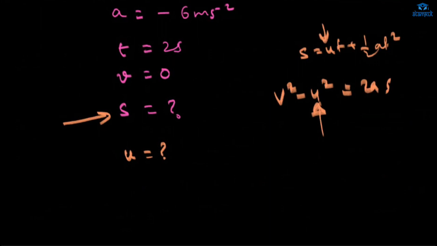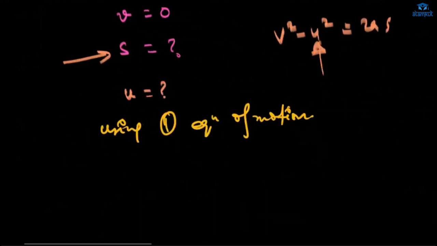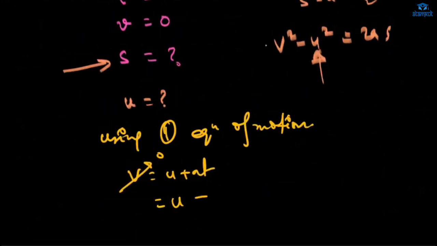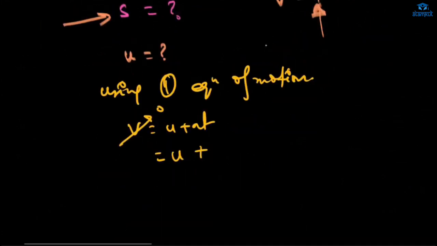Okay, so we have to apply the first equation of motion. So what is the first equation of motion? Using first equation of motion, ठीक है, तो v is equal to u plus at. V is 0 and u is what? I don't know. Plus at. See, a will be in negative. Minus 6 into 2. Okay, u minus 12.